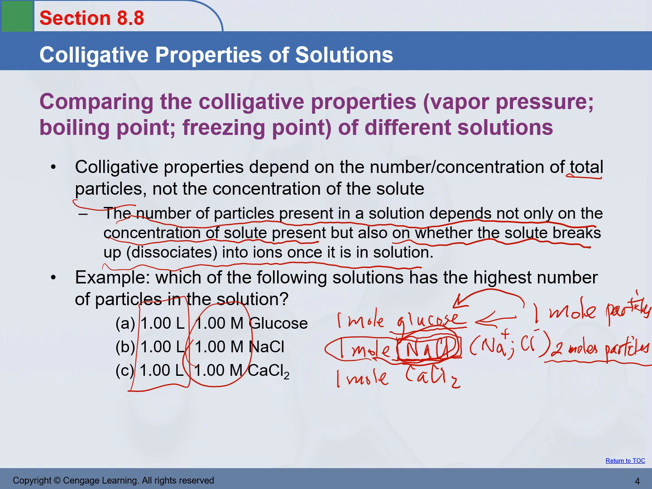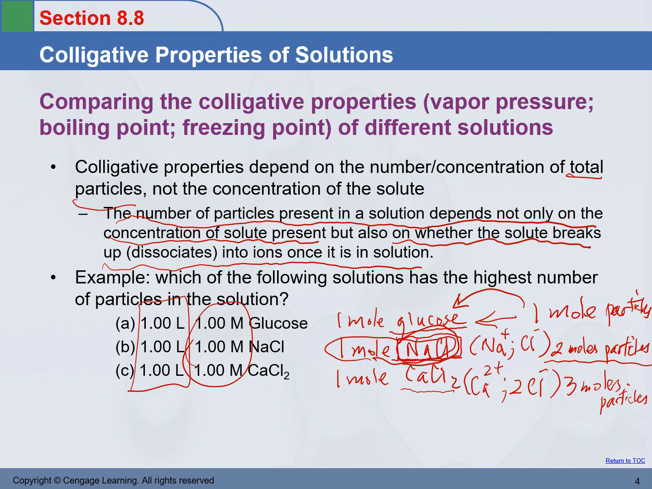If you understand the second one, the third one becomes easier. Each CaCl2, calcium chloride, will generate 1 calcium ion and 2 chloride ions. Therefore, in the third solution, solution C, you have 3 moles of particles. Does that make sense to you?